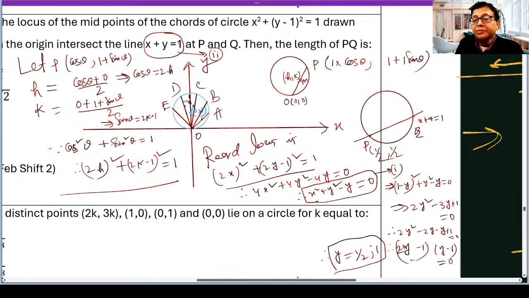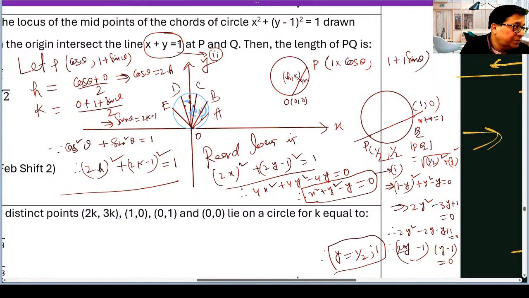And Q is 1, 0. So what will be the required distance? Just find the distance. PQ is going to be under root half square, 1 minus half is half. Distance formula you know, half square. 2 half square, so this is half root 2, 1 by root 2.